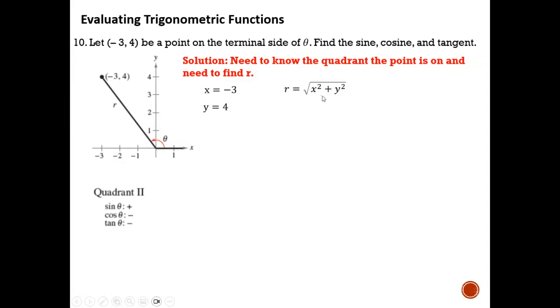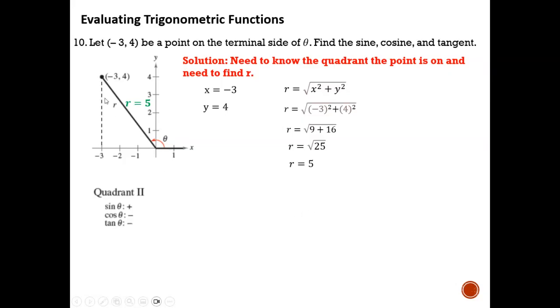So I can just plug in the x and y values, and I'm going to solve for R. X is -3, so I'm going to get -3 squared. Y is 4 plus 4 squared. Solving, -3 squared is 9, 4 squared is 16. Adding those up, square root of 25, R is 5. So I have that R value, okay?